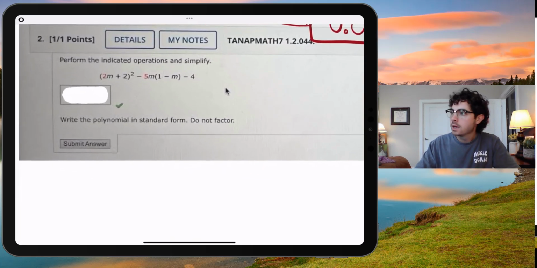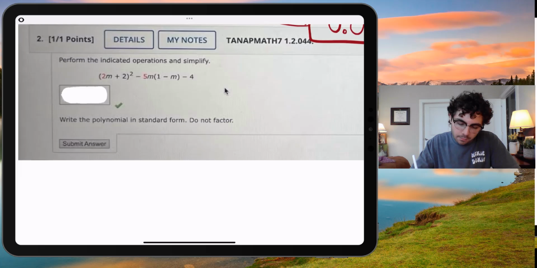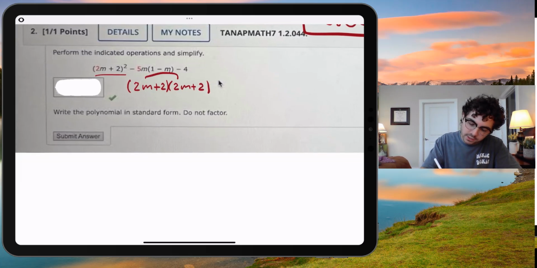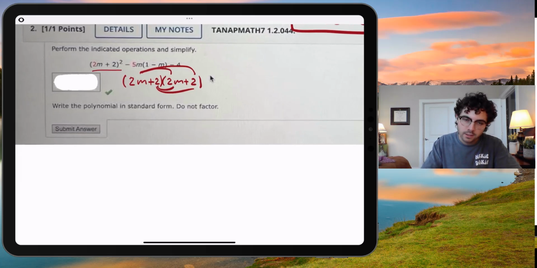Here's number 2. Perform the indicated operations and simplify. Starting with (2m plus 2) squared, whenever you see this, do not just square each of those terms, 2m and 2. You have to think about it as if it were 2m plus 2 times 2m plus 2. And so we must not just square the first term and the last term, but also get the in-between terms from basically FOILing it out. Make sure you got the lobster claws, okay? Lobster claw here, lobster claw there.